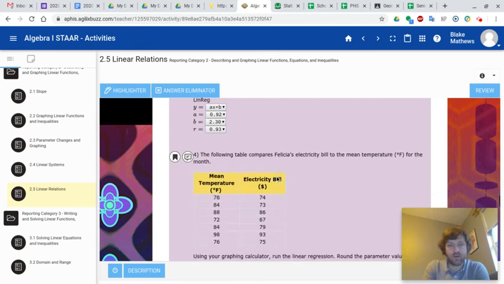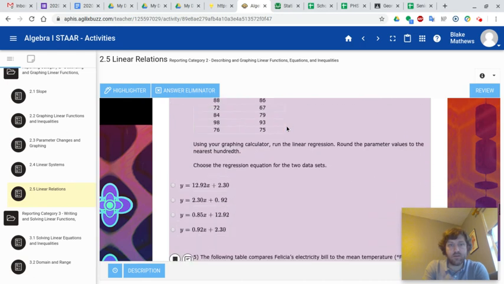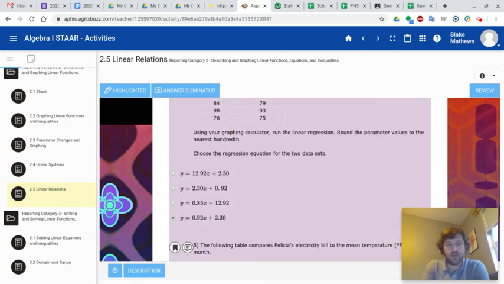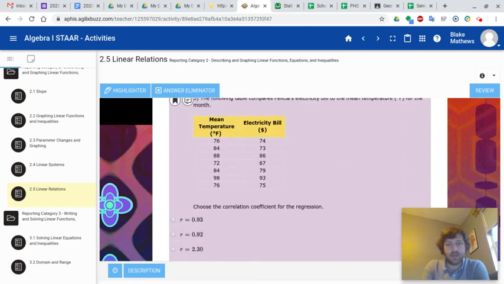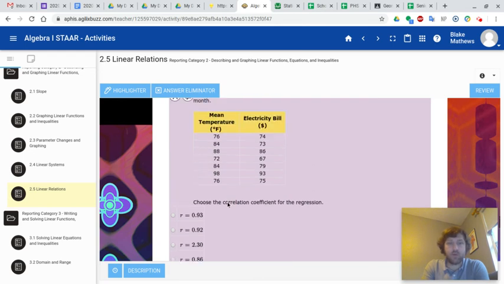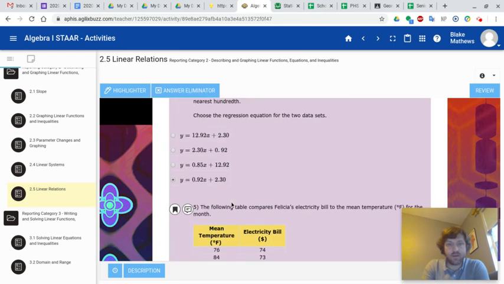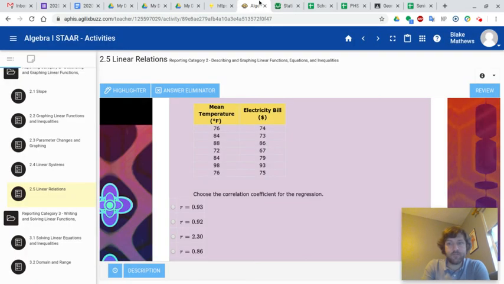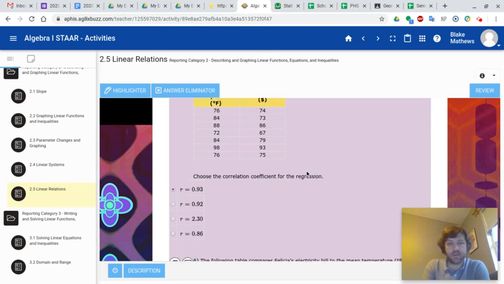Also, question, A and B, 9.2, 2.3. There it is, 0.92x and 2.3. That's my answer choice for the graph. And then it has another question here where it wants us to look at the correlation coefficient. We already found that. The correlation coefficient was 0.9273. So that's rounded up 0.93. I don't know why they asked that a second time, but they do.